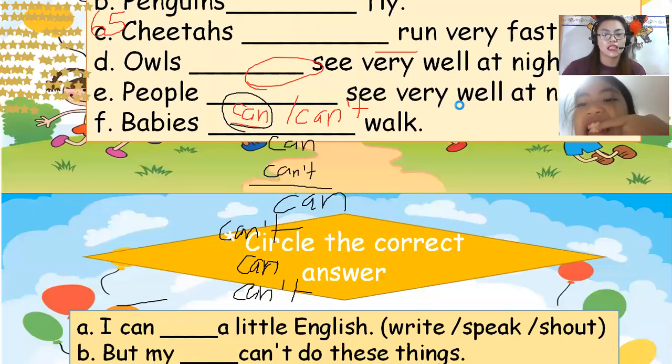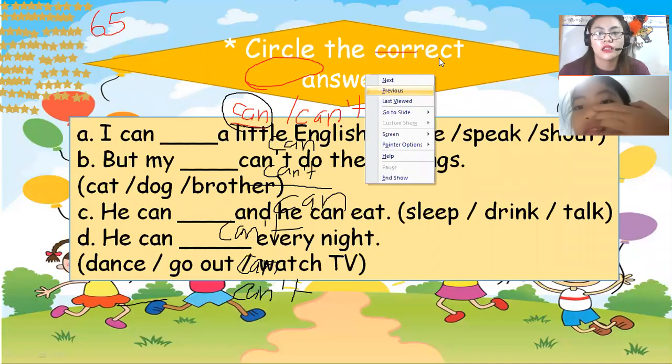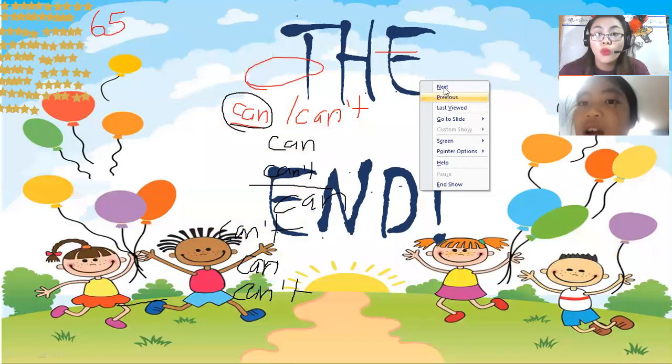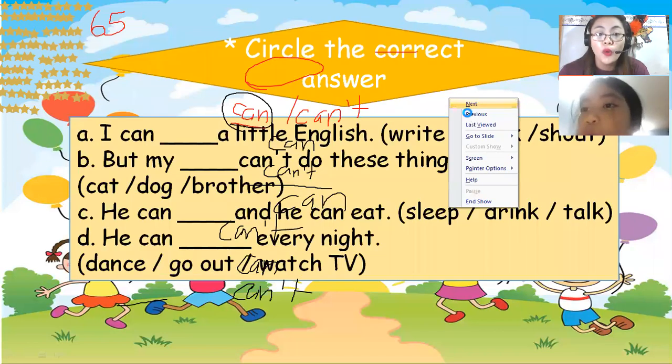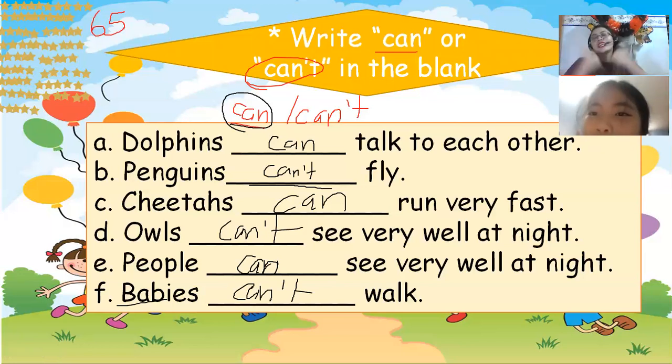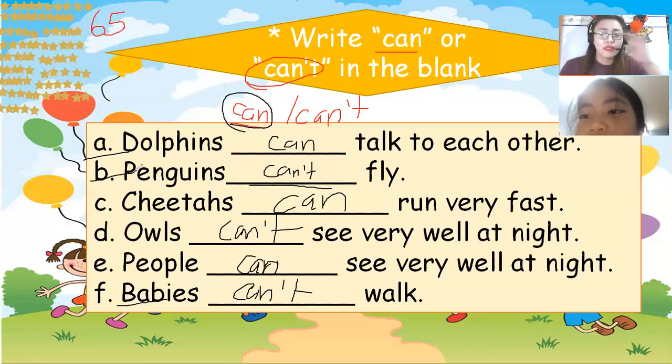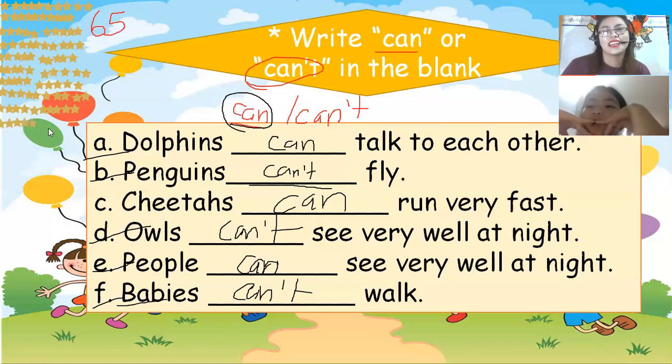Okay, let's check the answer. Dolphins can talk to each other. Very good. Penguins can't fly. Cheetahs can run very fast. Owls can see very well at night. People can't. Babies can't walk. Good job. I will give you 10 stars. 1, 2, 3, 4, 5, 6, 7, 8, 9, 10.